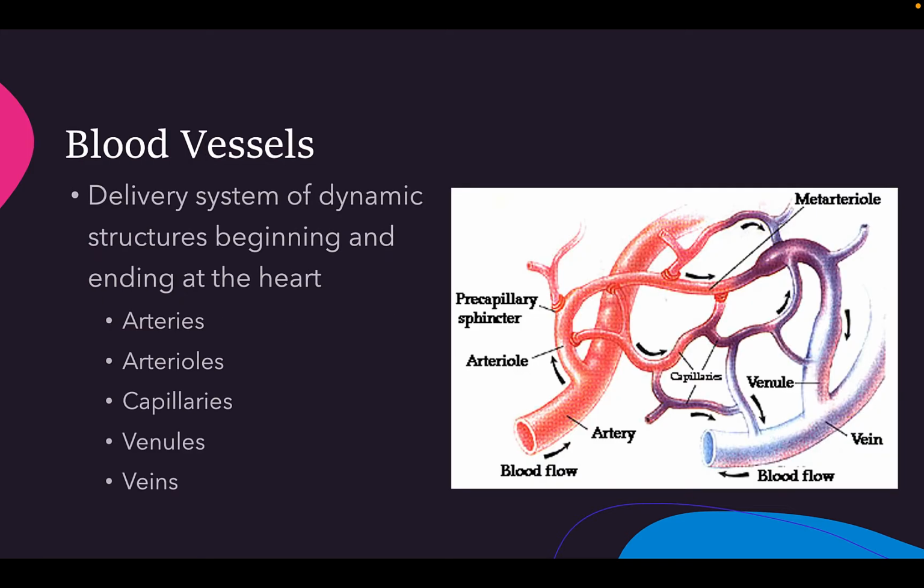So starting off with blood vessels, in general, they are the delivery system of dynamic structures that start at the heart and then end at the heart. Coming from the heart, we have the major arteries, the aorta. We learned about that in our heart lecture. And those arteries then deliver oxygenated blood and different nutrients to tissues throughout the body that need them via capillaries. And then from the capillaries, everything that is not needed by those tissues, such as waste products or whatever blood that was not needed by those tissues, is then fed into the venous system.